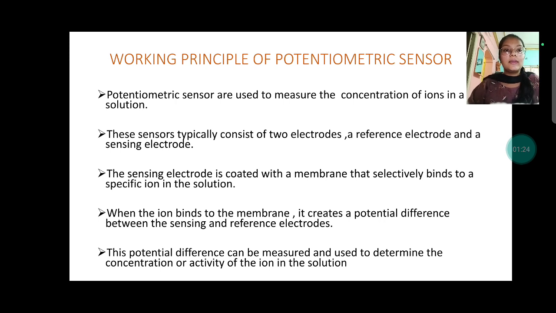These sensors typically consist of two electrodes, a reference electrode and a sensing electrode. The sensing electrode is coated with a membrane that selectively binds to a specific ion in the solution. When the ion binds to the membrane, it creates a potential difference between the sensing and reference electrodes. This potential difference can be measured and used to determine the concentration or activity of the ion in the solution.